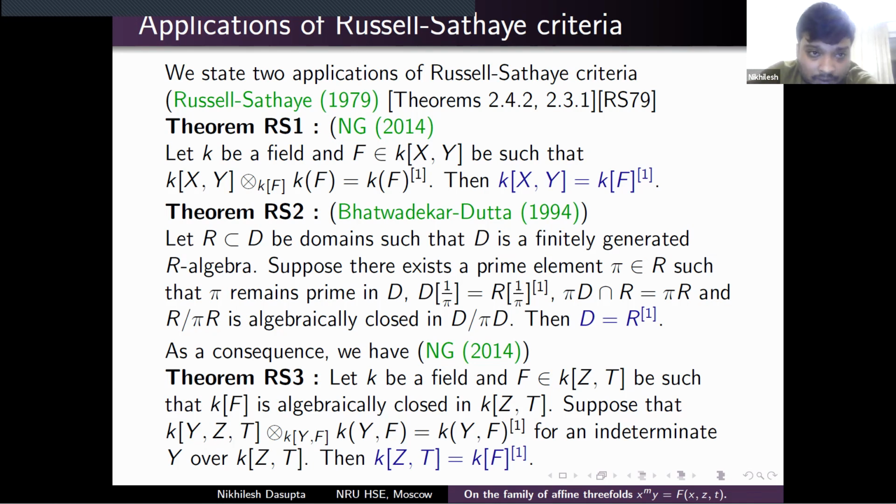And if you compare with theorem RS1, this theorem is for three variables. K is a field, F is in K[Z,T], such that K[F] is algebraically closed in K[Z,T]. Suppose K[Z,T], now you tensor over K[Y,F]. Instead of K[F], you have K[Y,F]. If this is K[Y,F] adjoined one variable, for an indeterminate Y over K[Z,T], then K[Z,T] is K[F] adjoined one variable.